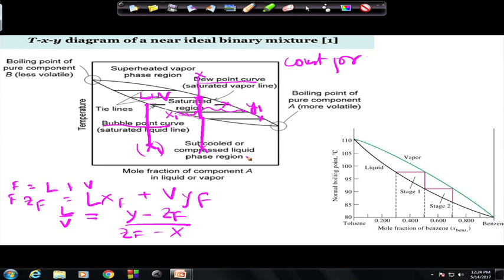And using this, we can explain the principle of fractional distillation, which we will be doing in the next class.